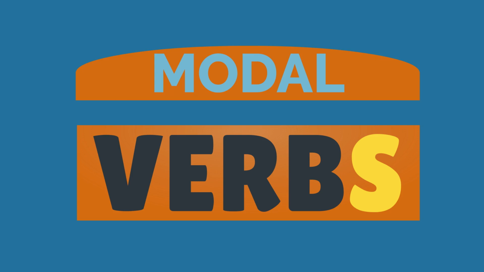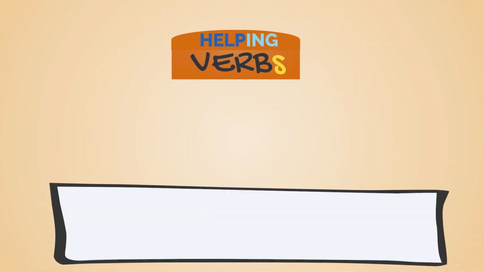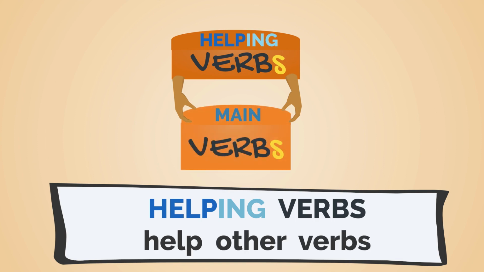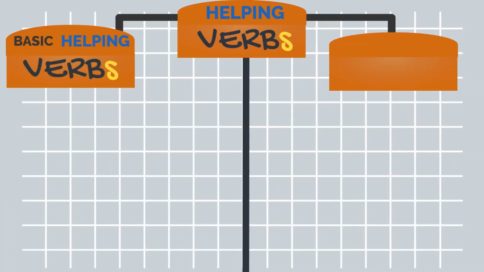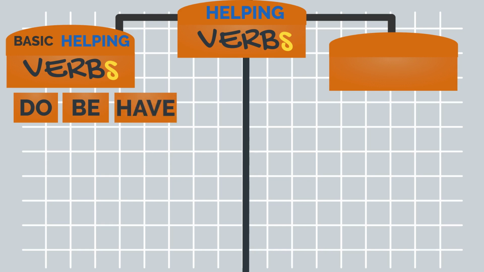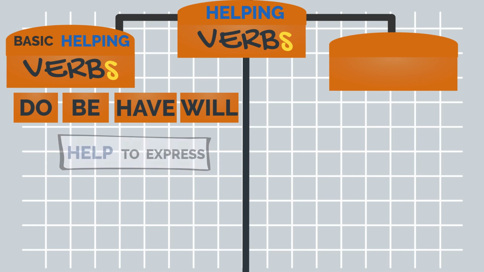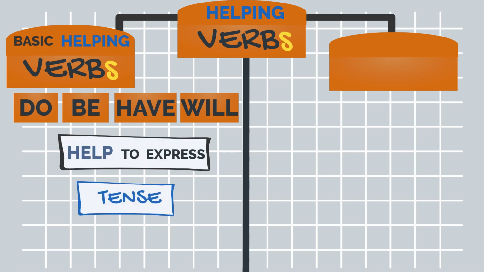Modal verbs. As you know, helping verbs help other verbs. There are 3 + 1 basic helping verbs in English: to do, to be, to have, to will. Basic helping verbs help to express the tense, mood, voice.